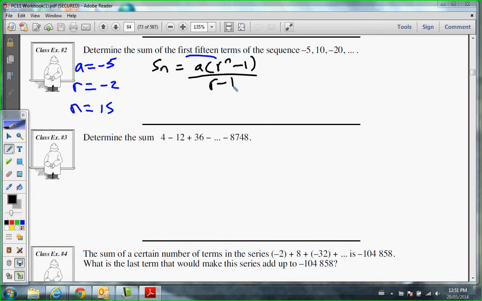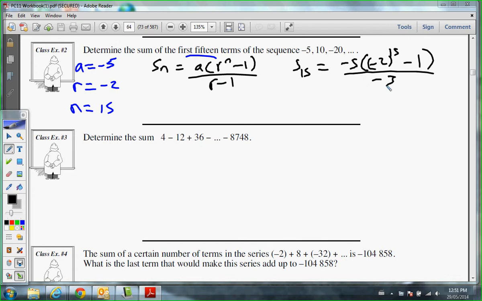Okay, that's the one I want to use. Because you see, everything to the right, I have that variable. So I'm going to go S of 15 equals -5 times -2 to the 15th minus 1 all over -2 minus 1 is a -3. It's right there. It's all plugged in.